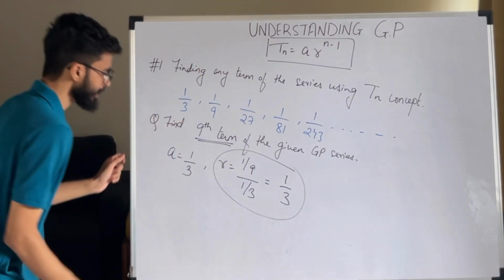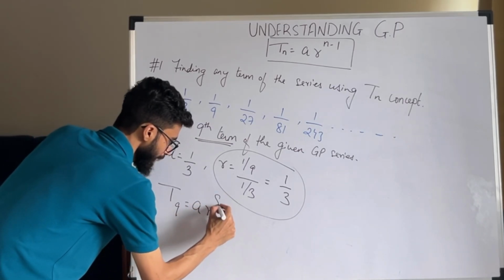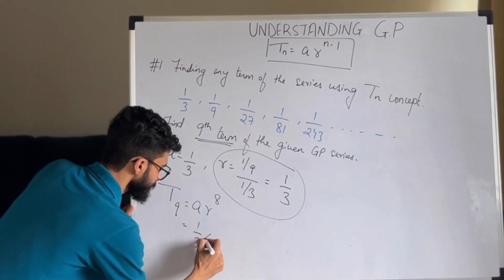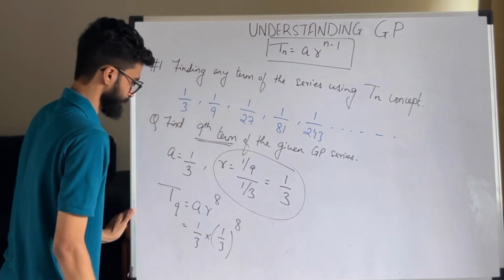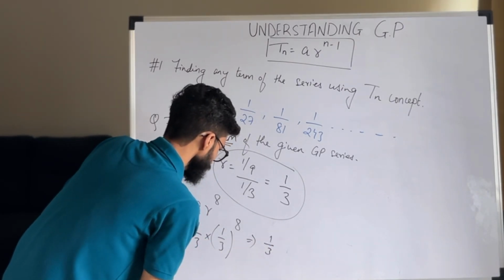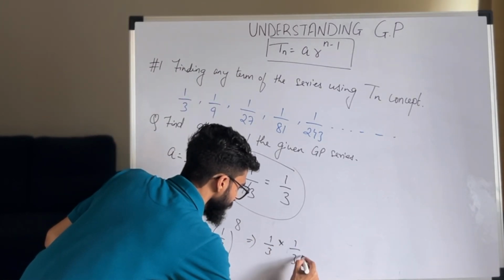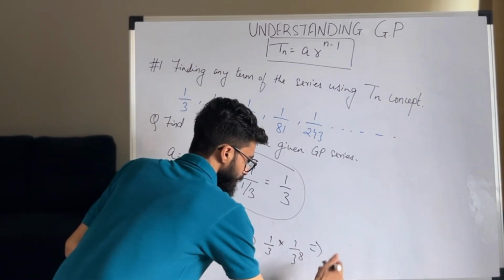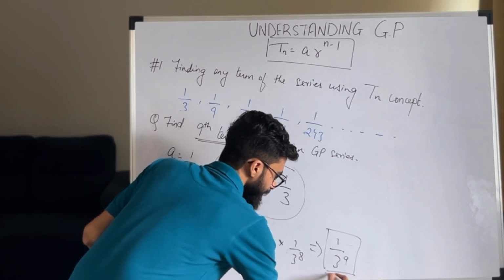So, the ninth term, T9, will be A R raised to 8. Now let's put the value of A, which is 1 by 3, and the value of R is 1 by 3 raised to 8. If I solve this, I am getting 1 by 3 into 1 by 3 raised to 8. If I apply the law of indices here, I will get 1 by 3 raised to 9 as my T9.